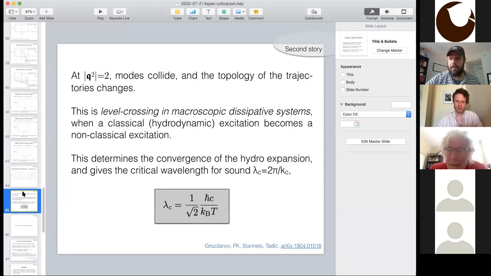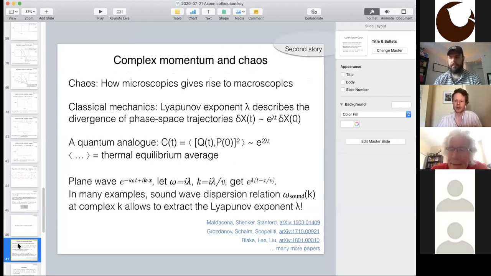Right. So there are two things. One is the level crossing in dissipative systems, with imaginary frequency and imaginary momentum. Both the energy and the momentum have to be imaginary. That's one story, about level crossing in microscopic dissipative systems. Another story is the connection between the sound wave dispersion relation and the Lyapunov exponent. It's a very natural question to ask: is there any connection between the two stories? For example, is the value of the energy or the wave vector where the level crossing happens something that allows you to extract the Lyapunov exponent? And that does not happen to be the case. And I don't know why.